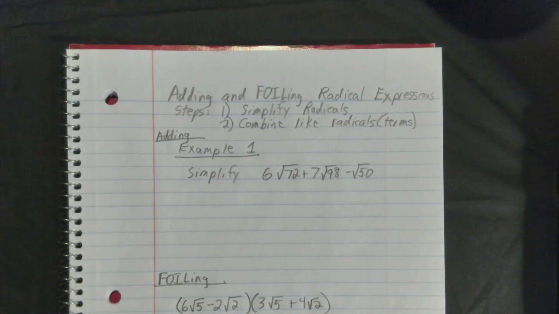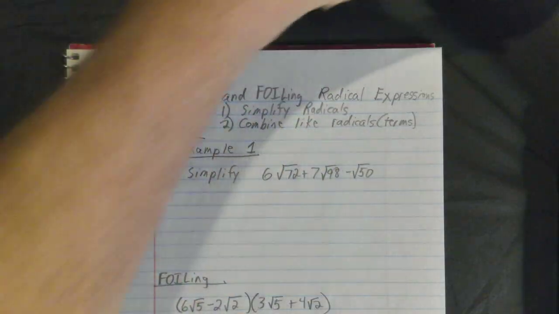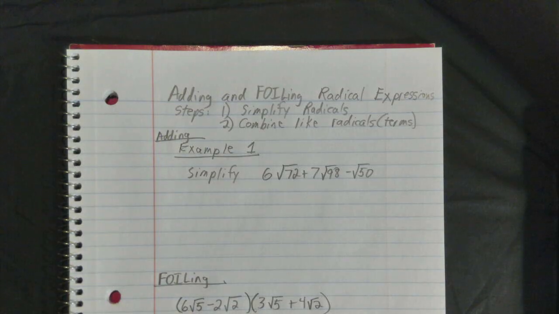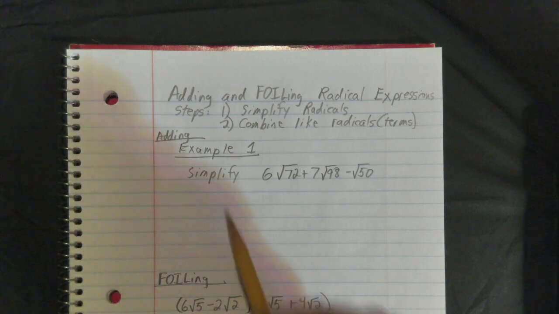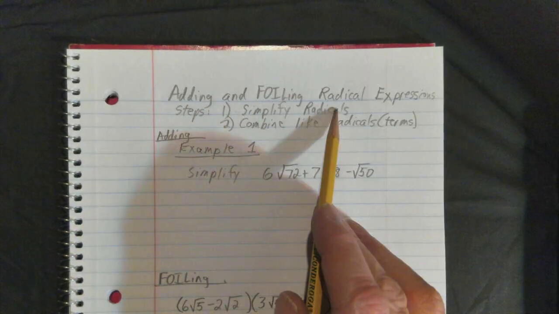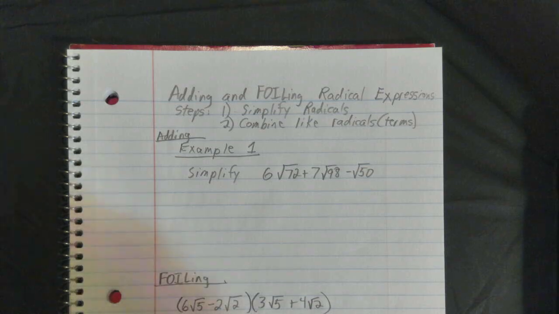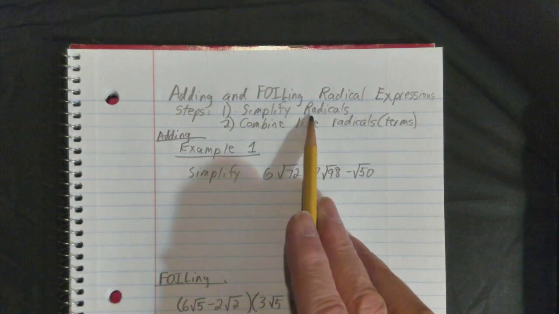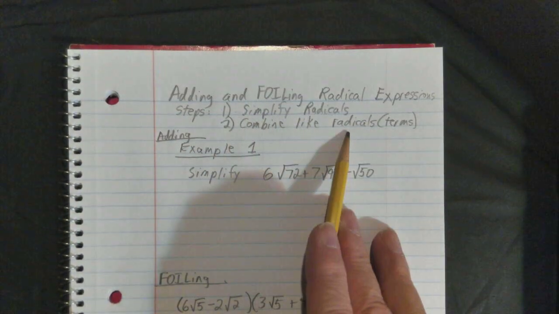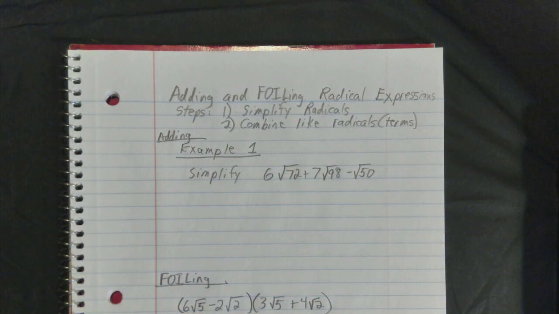Alright, well here we are. One more working with simplifying, adding and foiling radical expressions. For the adding part, simplify the radicals. If you've got radical expressions that you're adding, simplify them first. And if you have like radicals, we can combine them like we combine like terms with variables.